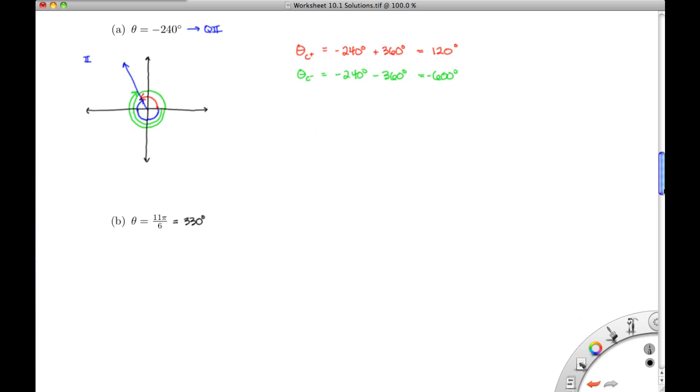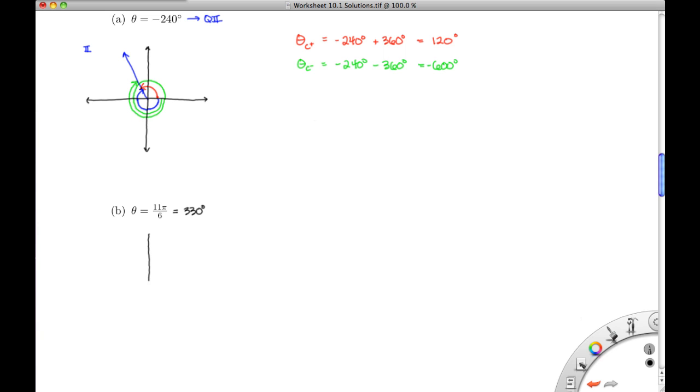And while we're at it, let's go ahead and sketch this angle. So we'll draw our axes here. And then let's sketch this 330 degrees. So we're rotating positively 330 degrees. So that's 30 degrees shy of one full rotation. So that's going to put us here, just 30 degrees away from completing a full rotation. Now in terms of the quadrant here, we have fallen into the fourth quadrant, so we know that this is a quadrant 4 angle.